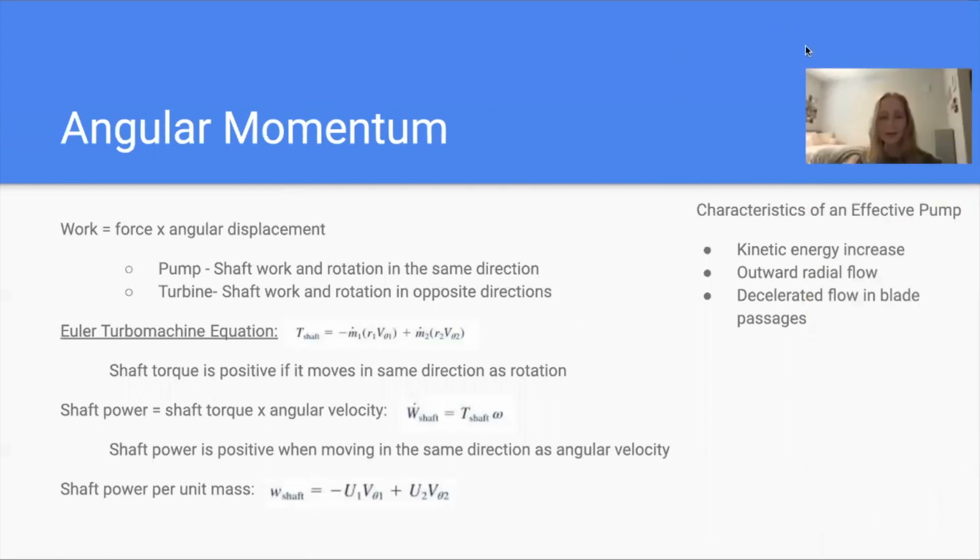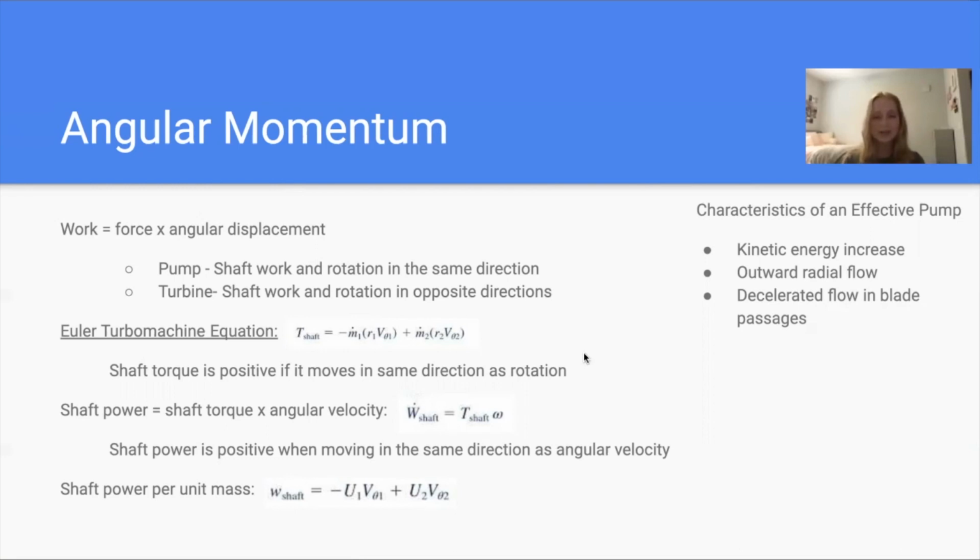So I'm going to be talking about the angular momentum. We know that work equals force times angular displacement. So if the shaft work and rotation are in the same direction, it's a pump, and if the shaft work and rotation are in opposite directions, it's a turbine. We have the Euler turbo machine equation, and shaft torque is positive if it moves in the same direction as rotation. We also know that shaft power equals the shaft torque times the angular velocity, and the shaft power will be positive when moving in the same direction as angular velocity. After some simplifications, we get the shaft power per unit mass equation as seen right there.